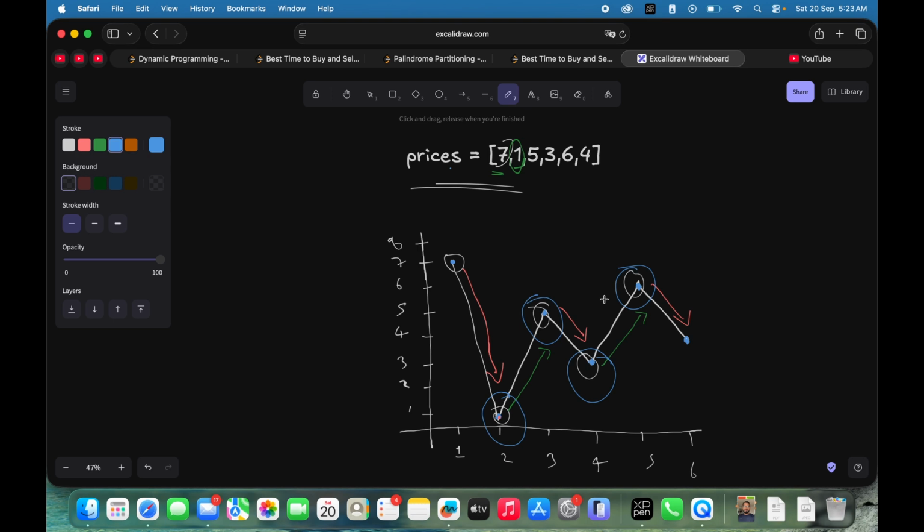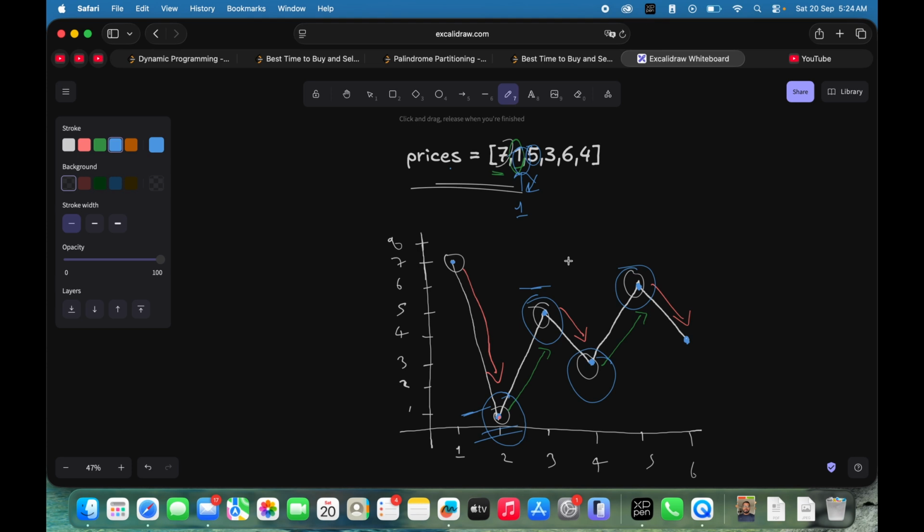Now how am I going to figure out whether I should buy at this point or not? Simple, right? I need to check whether the next day's price is greater than this price or not. And I can check it with the help of this array. So if I'm on this element, that is 1, then I can check if the 5, the next element, is greater than this element or not. If it is greater than this element, I will buy on the 1, simple. And then on the next day, I will sell at 5.